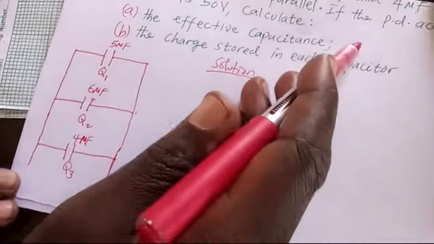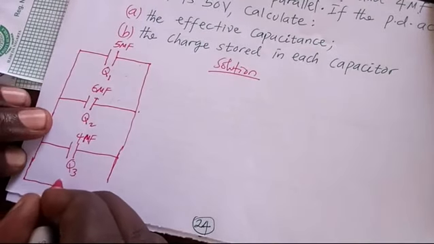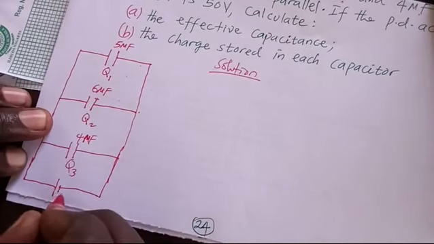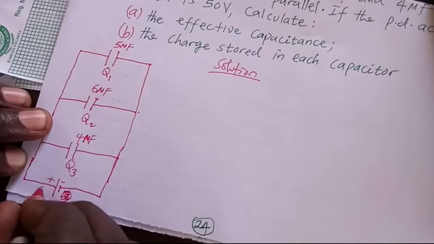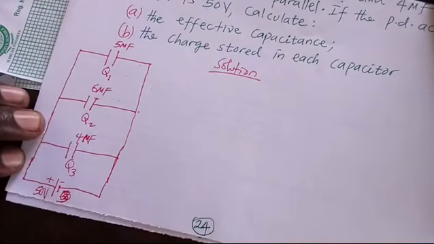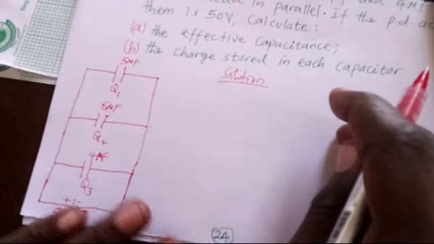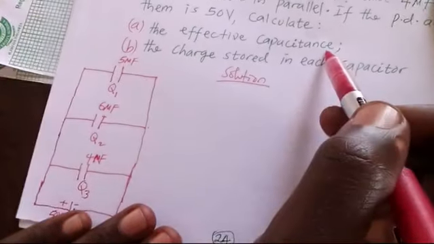volt source. So we connect that to a battery, positive terminal, negative terminal, and this one plus minus, this is 50, not 30. Okay, 50 volt. Okay, this is our circuit diagram. Okay, the first one says we should get the effective capacitance.